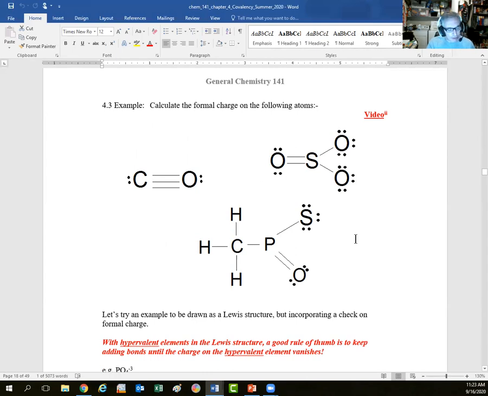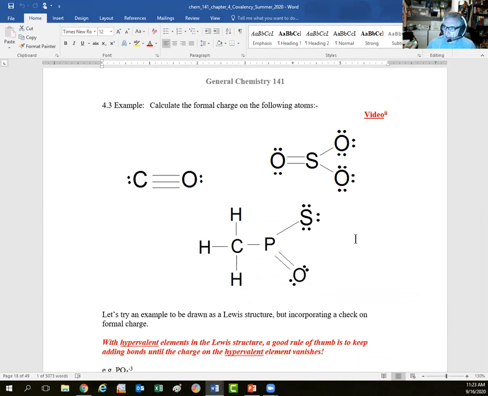So we're normally looking for octets. But when we have a hypervalent element at the center of the molecule, check for formal charge and see whether you're going to use that hypervalency of the element. You'll know when to stop adding electrons to the hypervalent element because you'll get a neutral atom.